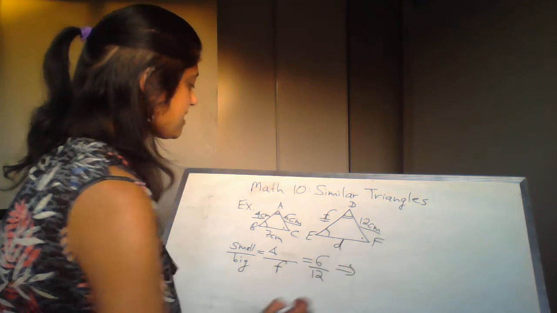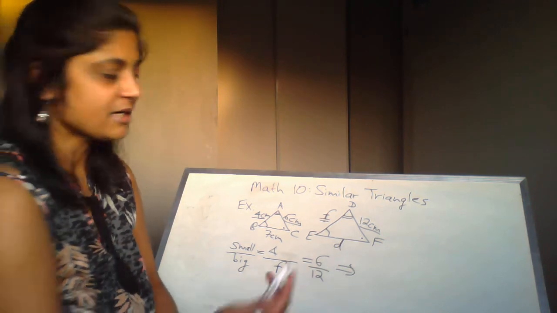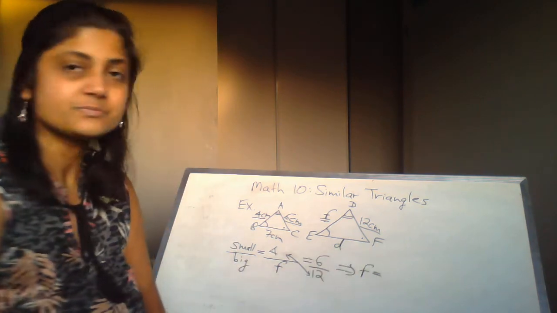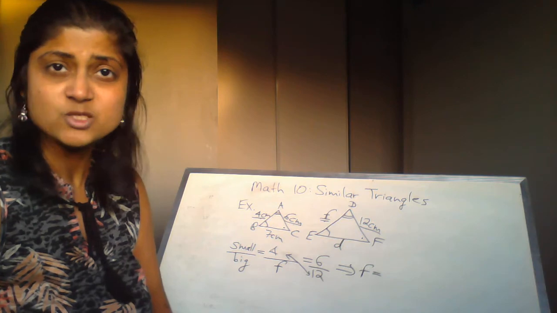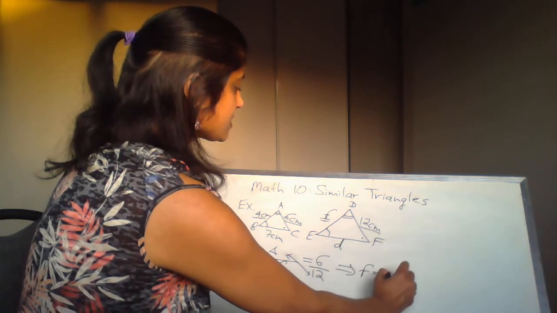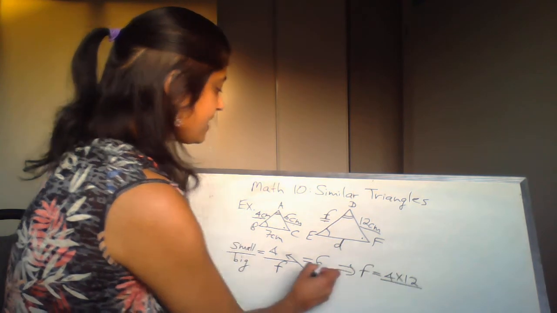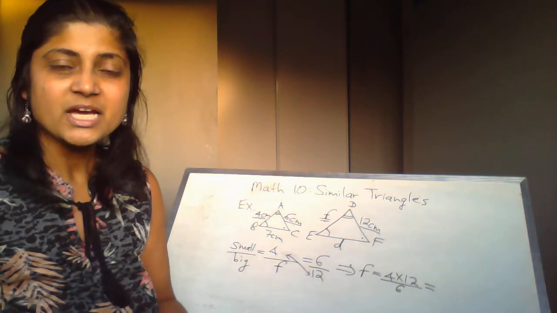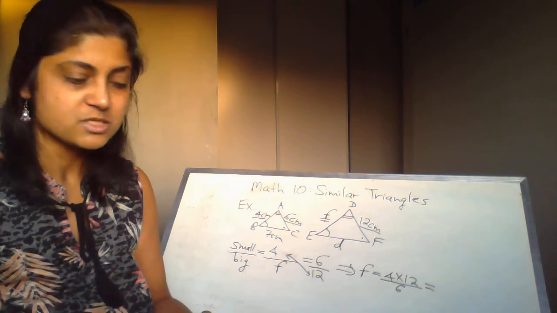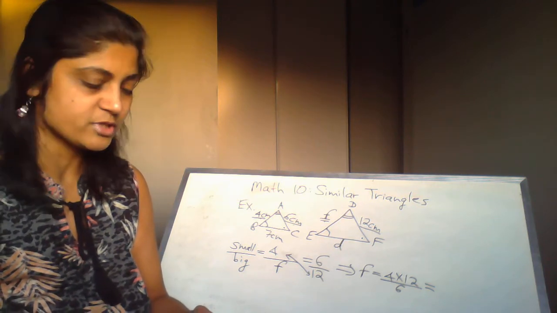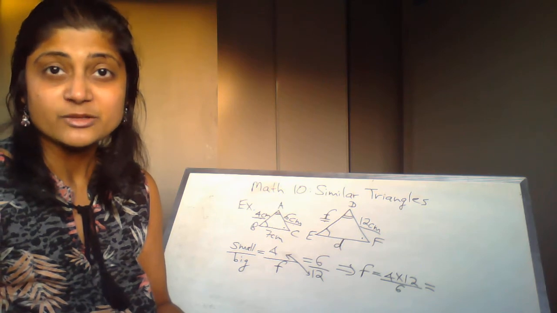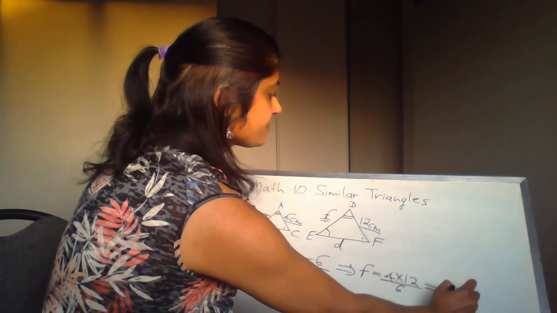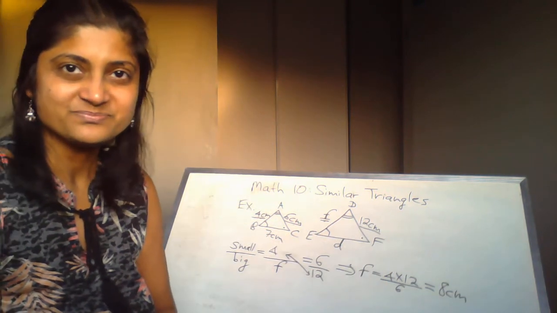Let's write it on the side here. We are going to just cross multiply because it's quite simple to do. So F equals 4 times 12, divided by the third number, which is 6. Does everyone see that? Anytime you cross multiply, you multiply the numbers that are opposite to each other, and then you divide by the third number. When I do that, I notice that F is equal to 8 centimeters.